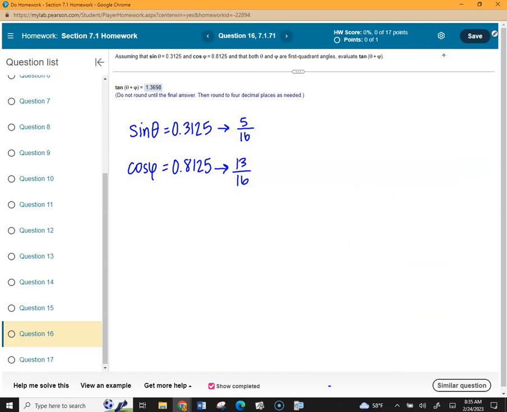If sine is positive and cosine is positive, what quadrant would we be in? We're in quadrant one. You have to visualize to yourself, right? Now, this is two totally different angles. You've got theta, and then you've got, I don't know what that is. So you can draw one triangle, or you can draw two triangles and label it. It's up to you. I drew two separate ones.